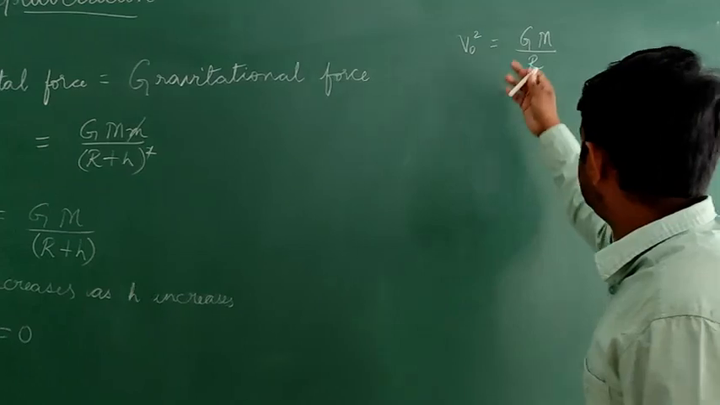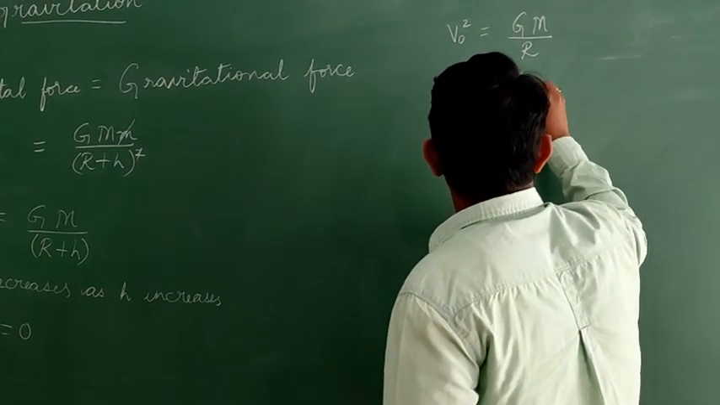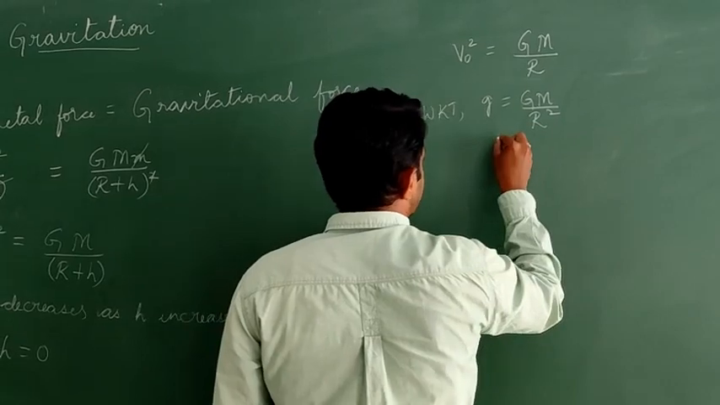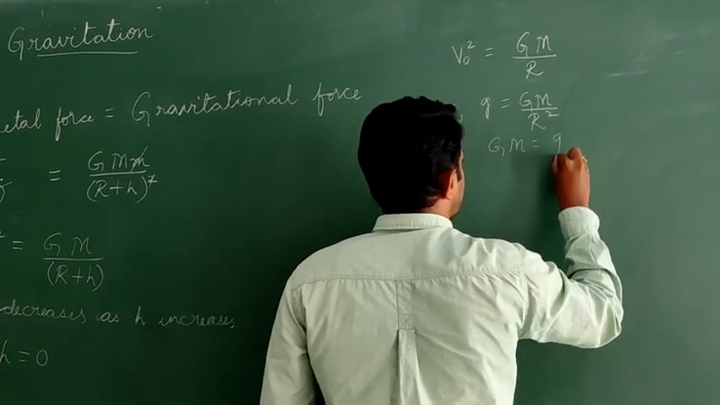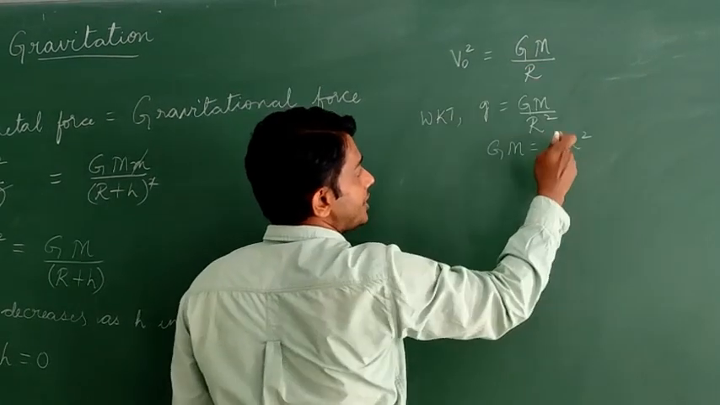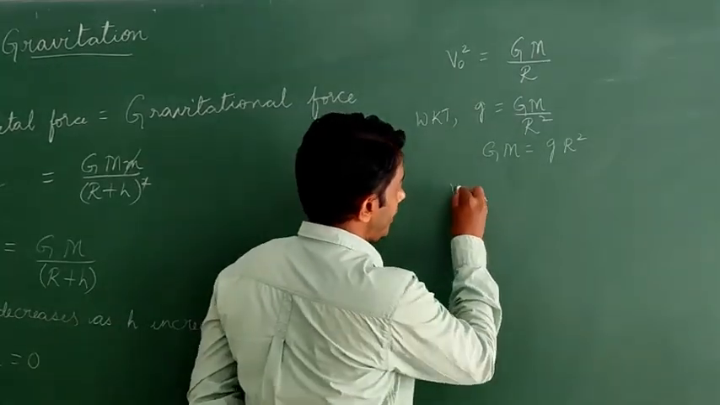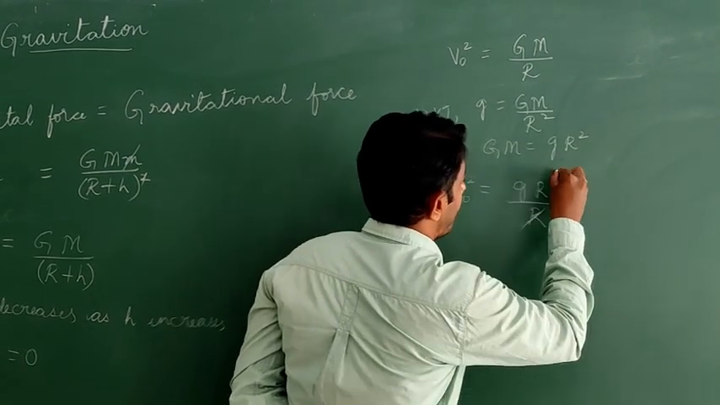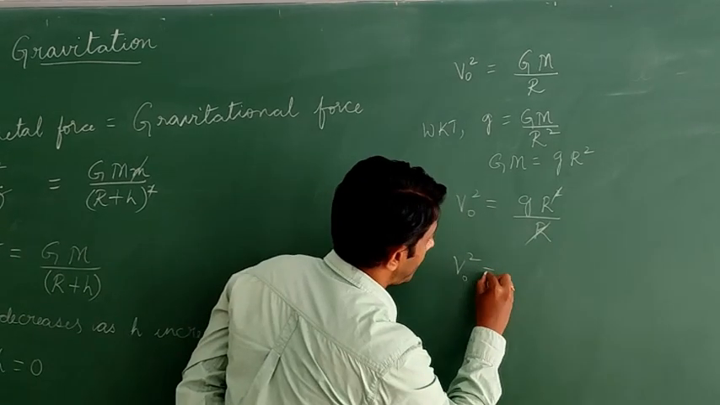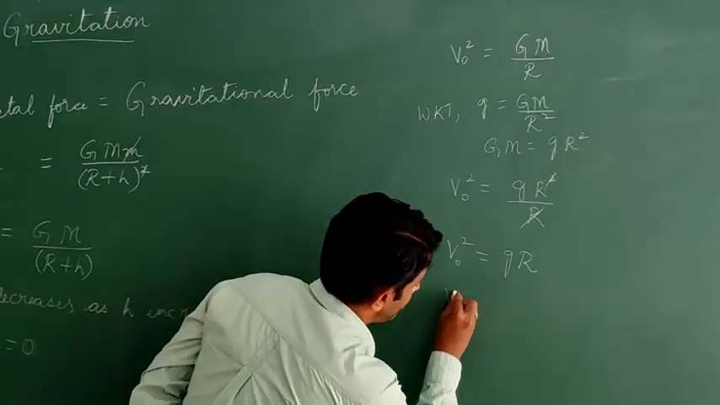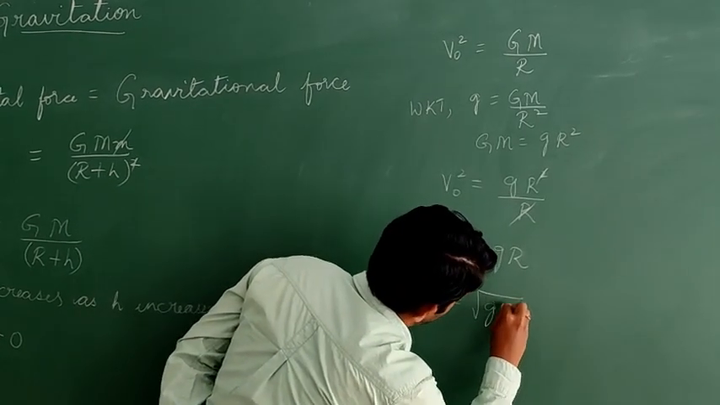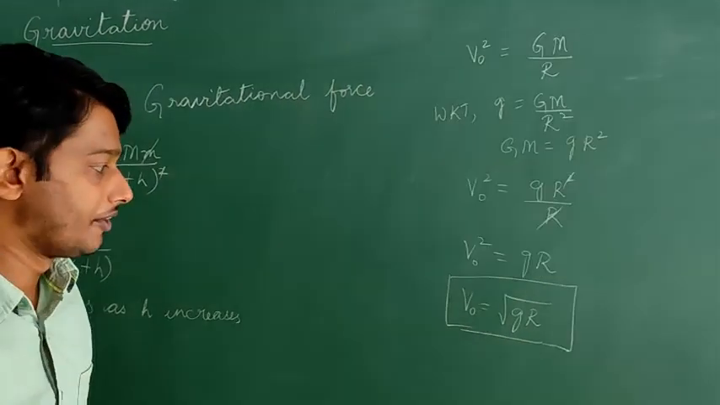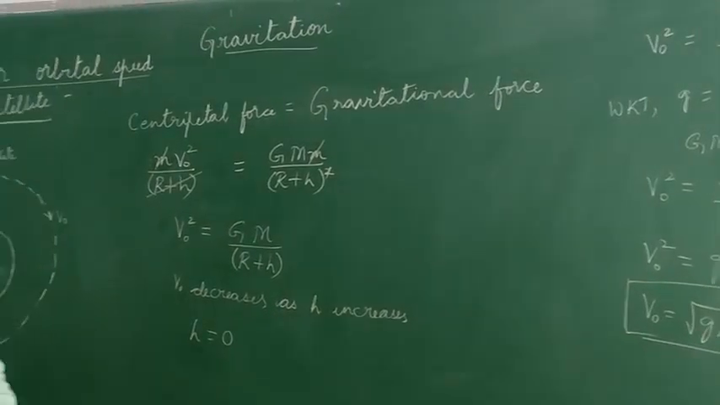So we also know that g is equal to GM by R square. So g is equal to GM by R square. So GM is equal to g R square. So I'll replace this GM and place this g R square upon that. So v naught square is equal to g R square divided by R. R will get cancelled. So v naught square is equal to gR. So v naught is equal to square root of gR. So this is the expression for v naught, which is the orbital speed of Earth satellite.